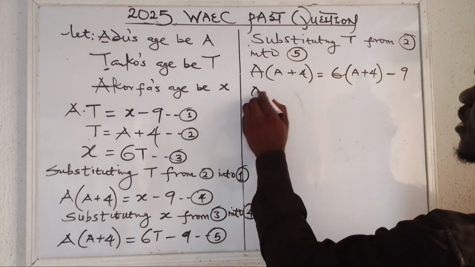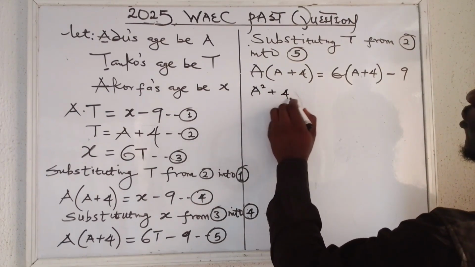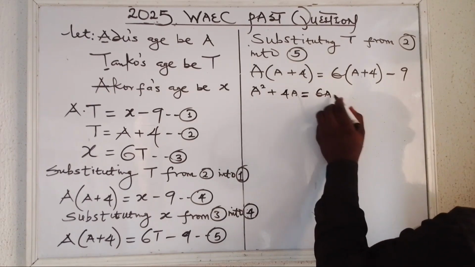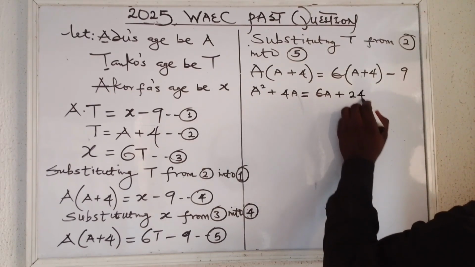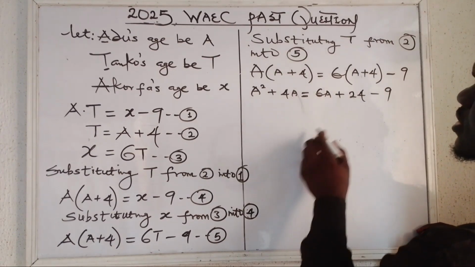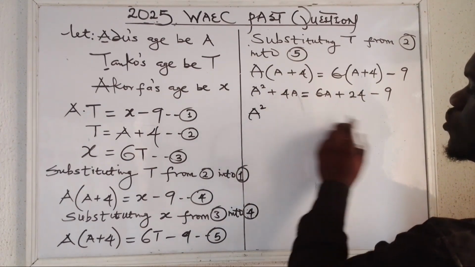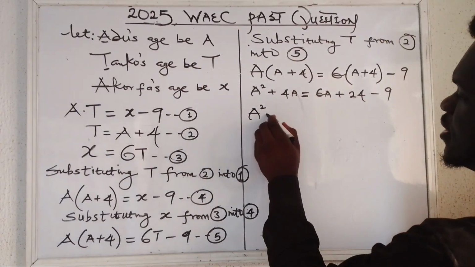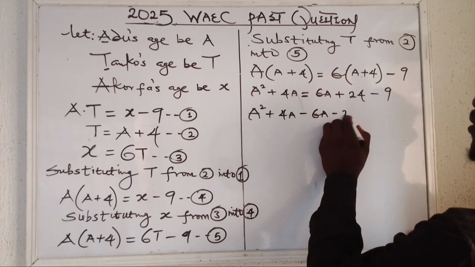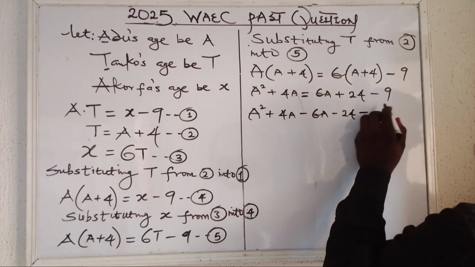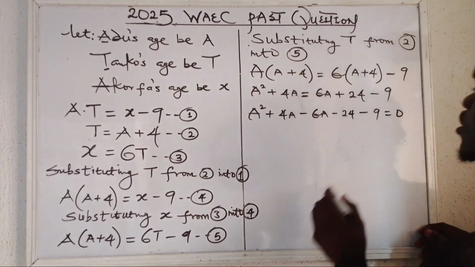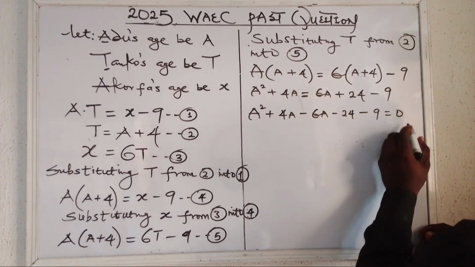Expand your bracket. You have a square plus 4a equals 6a, plus 6 times 4, we have 24, minus what? Minus your 9. So once you've done this, take everything to the other side. We have a square. So take everything to the what? To the left hand side. So we have a square plus 4a minus 6a minus 24, then minus 9 equals 0. So we know we have 0 now on the right hand side.